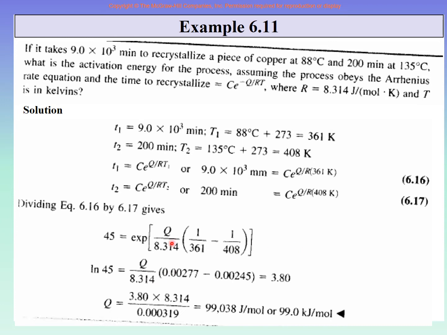Once you solve it, whatever is there, then you take ln of this. When you take ln of this, then ln of e cancels out, so only this term remains, and you rearrange and solve it, and the answer is 99.038 joule per mole or 99.04 kilojoule per mole, right?